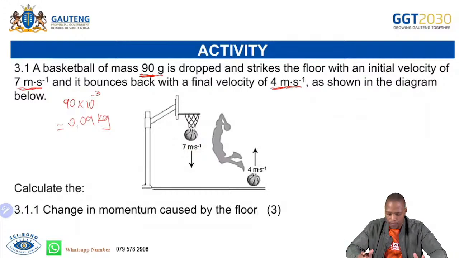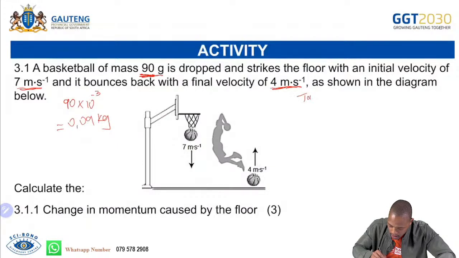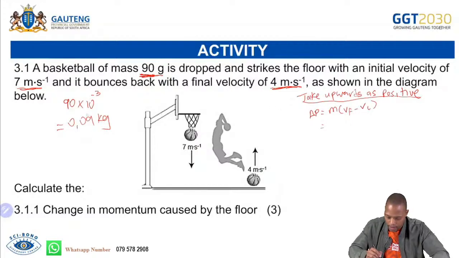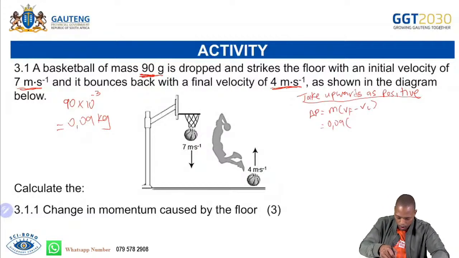To do the calculation, the first thing we must do what? Take direction. I will take upwards as positive. Then from there, I write the formula. Delta P is equal to m(vf minus vi), where the m as converted is 0.09.